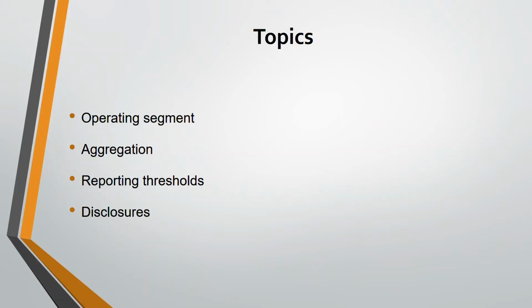So the things that we are going to cover under operating segments are the definition of operating segment, aggregation, when to aggregate, when not to aggregate, and the reporting threshold. There are some thresholds that you need to meet before you can report a segment, and then disclosure. So let's start with operating segment.